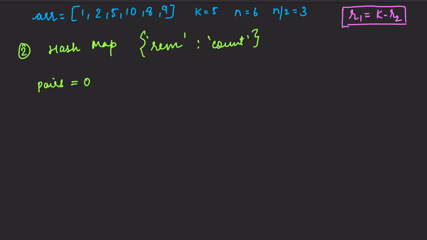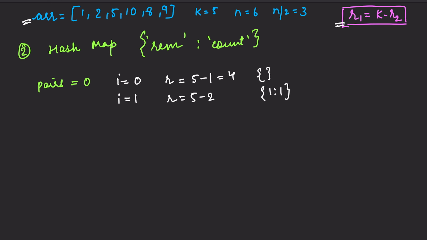Now let's start the iteration for the above example. i is equal to 0. Using this equation, R will be equal to 5 minus 1, which is 4. Initially the hash map is empty, so we look for 4. We don't have 4 present in it, so we insert the remainder 1 and add the count 1. Now i is equal to 1, so R will be equal to 5 minus 2, which is 3. Do we have 3 present in that?